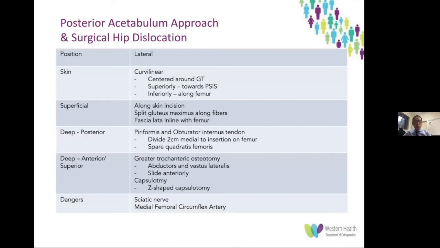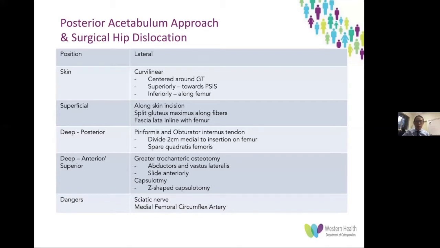So for the posterior acetabular approach to surgical hip dislocation, you position the patient in the lateral position. The skin incision is a curvy linear incision centered around the GT. Superiorly, it's extended towards the PSIS, and inferiorly along the longitudinal axis of the femur. Superficially, we incise the fascia and extend that along the skin incision, then split the ITB along the femur.